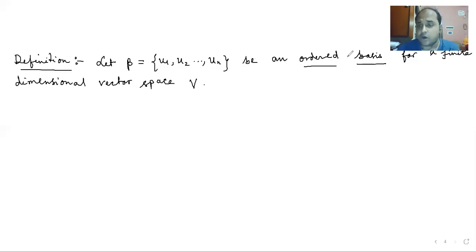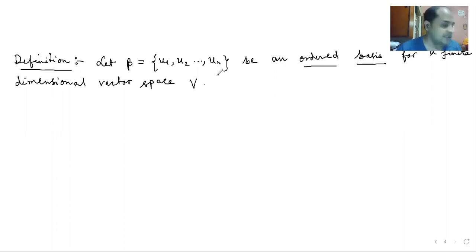So beta is an ordered basis for a finite dimensional vector space V. If you ask me, sir, what will be the case for an infinite dimensional vector space? At least I can say that Friedberg is a book where infinite dimensions have not been considered. Any mathematics on infinite dimension has not been considered. So do not ask me that question. Let us keep ourselves in the domain of finiteness.